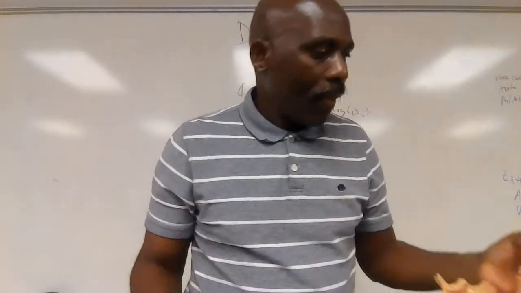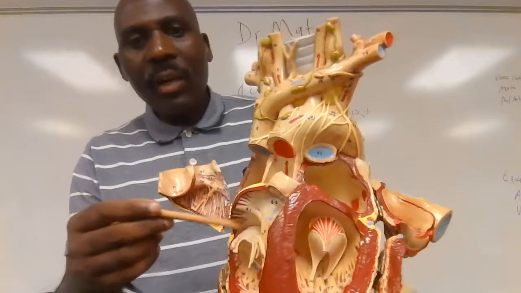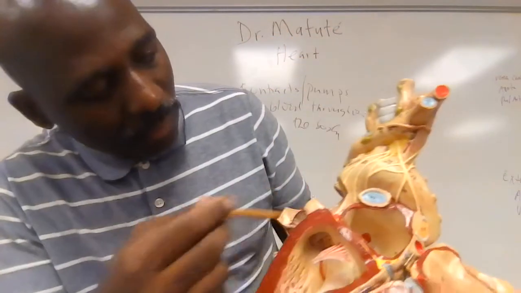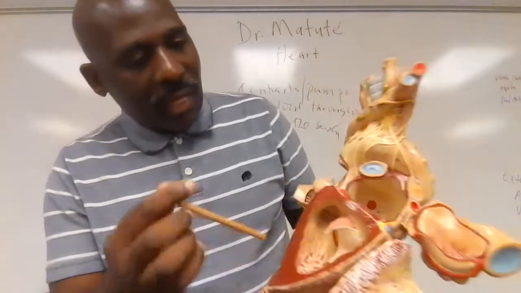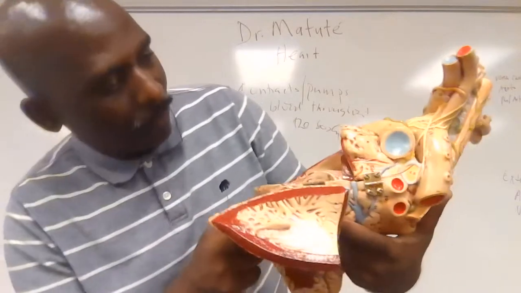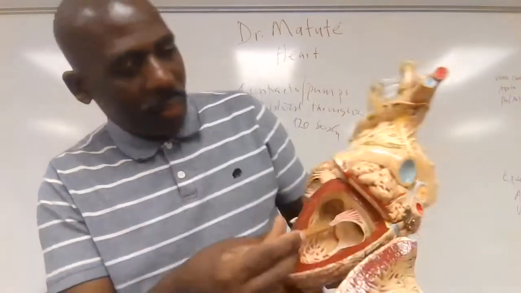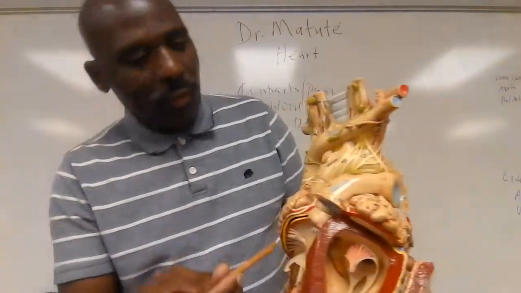We have valves. We have two sets of valves. You can see them here. This is one set of the valve. I don't know if you can see this. So we have two sets of valves. Let's look at this one first.